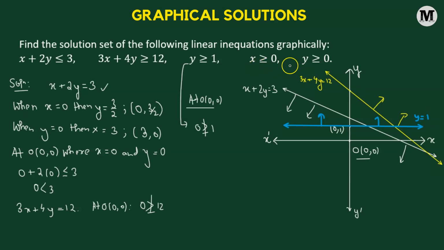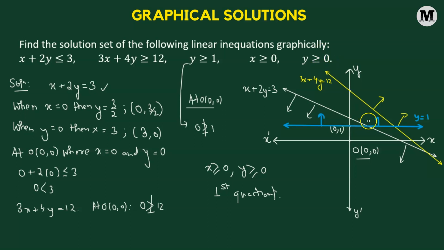And finally, we have x greater than or equal to 0 and y greater than or equal to 0. This simply tells us that we are in the first quadrant. So here we have the first quadrant. So we must be in the first quadrant. Now that we have sketched the solution region for each of the individual inequalities, our goal is to find a region that is common to all of the solutions.